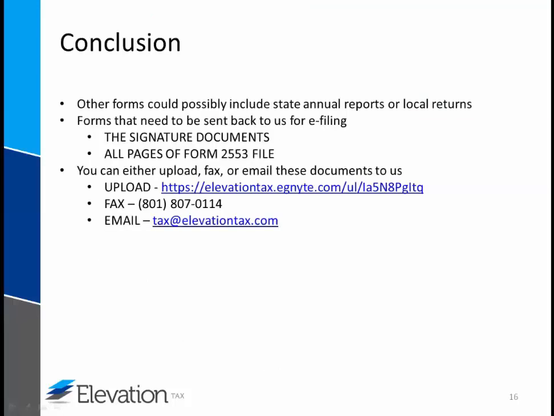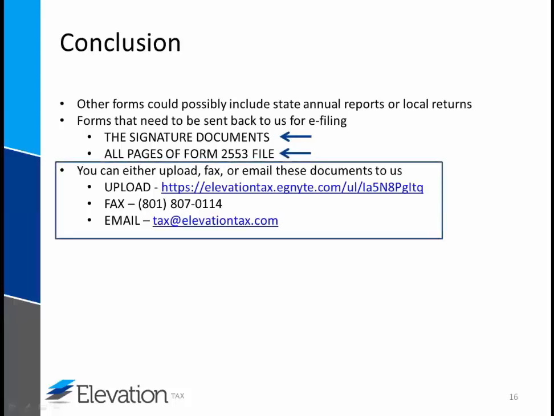If there are other forms that are part of your file that are not included in this video, those instructions will be located in the body of the email. These forms can possibly include annual reports and local returns. Be sure to send us a copy of your signed signature documents and all pages from the Form 2553 file. You can send them via upload, email, or fax. If you do choose to upload, the same link is listed in the instruction email as you see here on this slide. All you'll need to do is click on that link within the email.